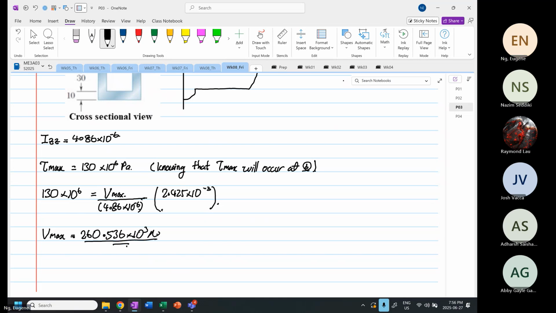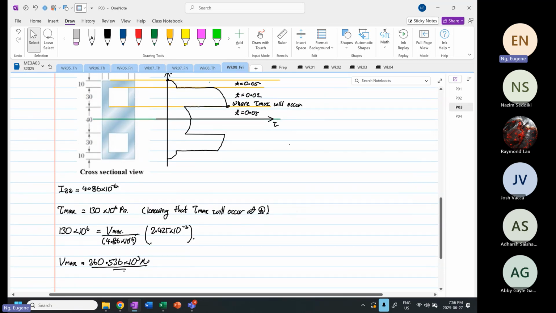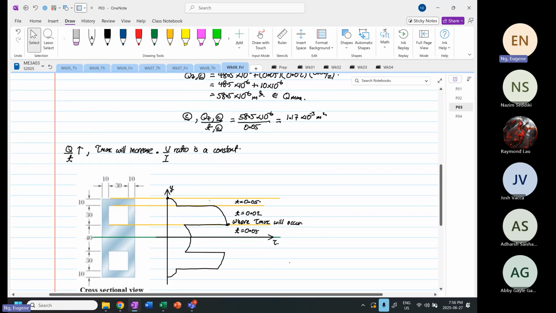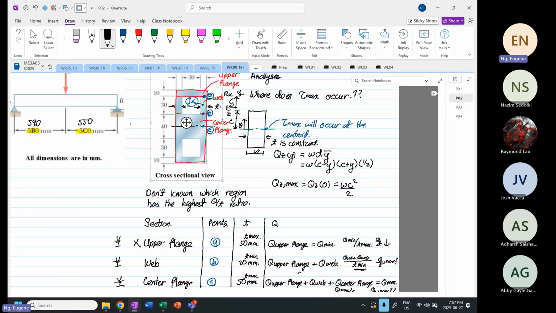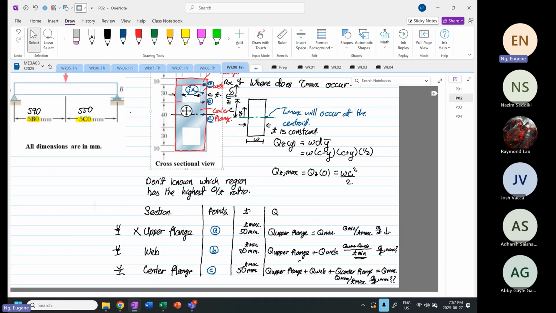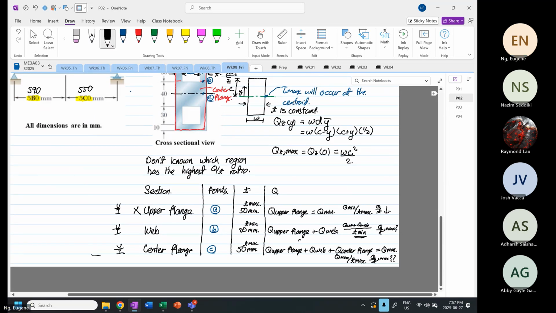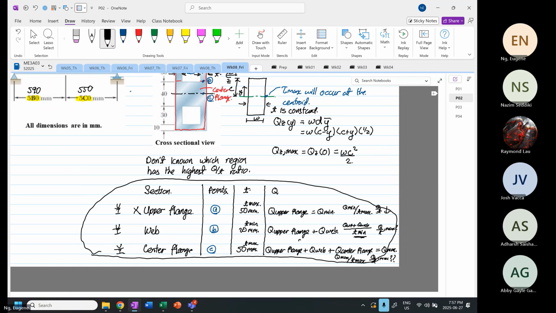Just to quickly summarize, the lecture today, we focused on the Q over T ratio. And this is not the first time we have done this before. We have started to do comparative analysis. This is important, because you can ignore point A. Point A will not be the maximum, but point B and point C might be the maximum. That's all I have for today.